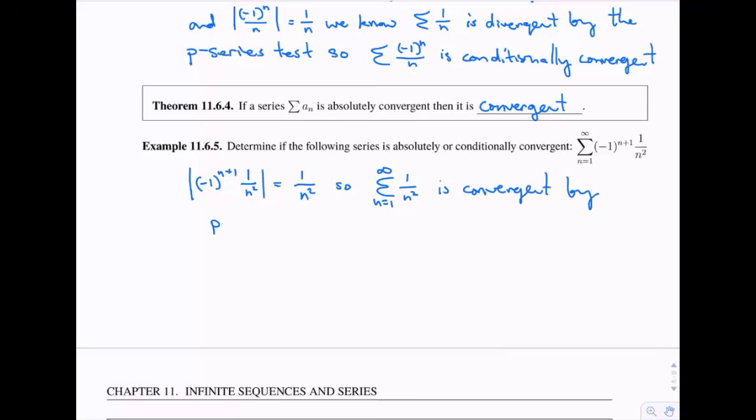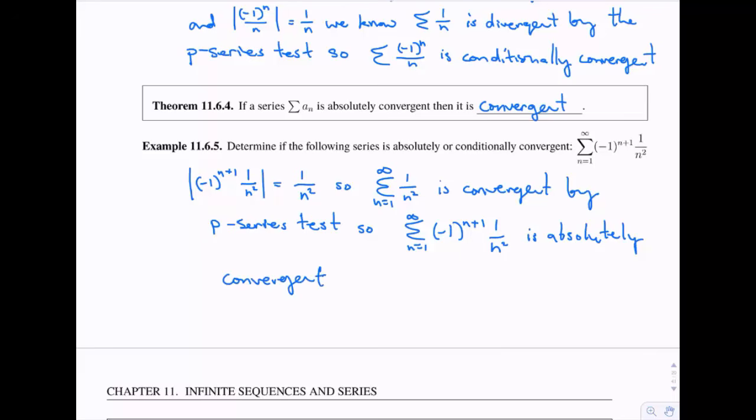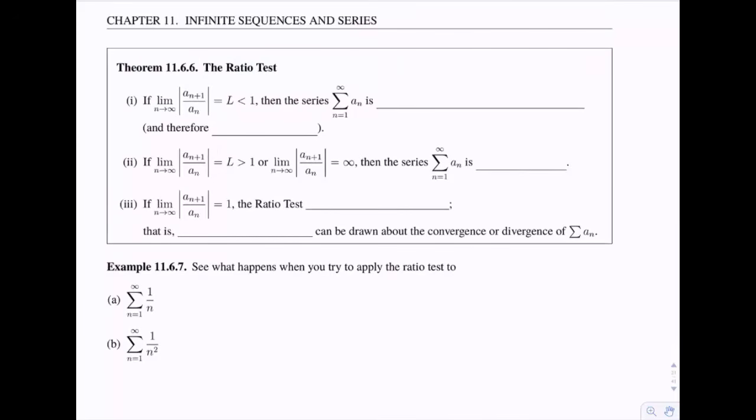Why is it convergent? Again, we're justifying our work here. That's because of the p-series test. The p-series test says that if p is greater than 1 for 1 over n to the p, then great, you have convergence. So yes, our series, the sum from n equals 1 to infinity of negative 1 to the n plus 1 over n squared, is absolutely convergent. We look at the absolute value of the terms and see if that is convergent. Great, it is, so it's absolutely convergent.